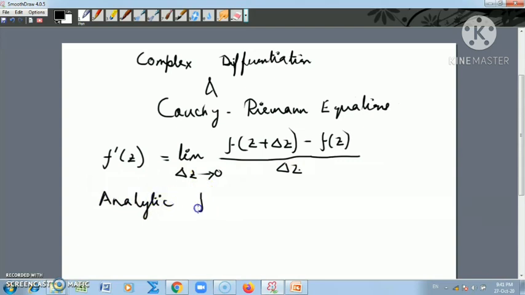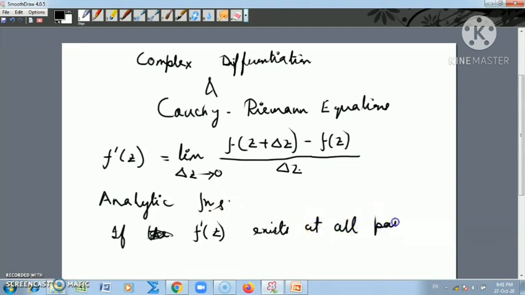I'll just stop with analytic functions. A function f(z) is analytic if the derivative of f(z), that means if f'(z) exists at all points z of a region R. So we have a region R where there are different points, complex variables z, and if the derivative can be found everywhere, then f(z) is analytic there. I'll stop here.